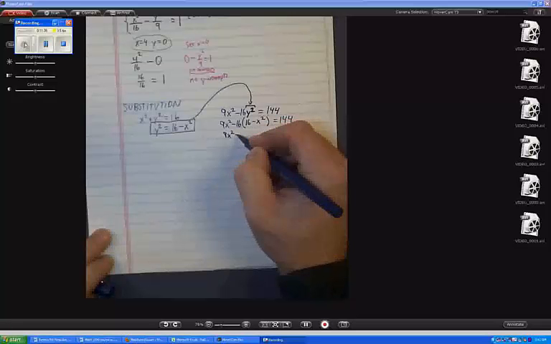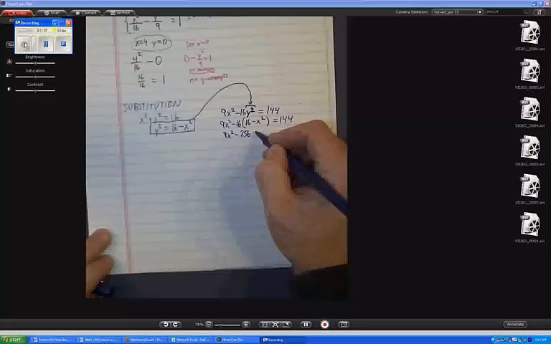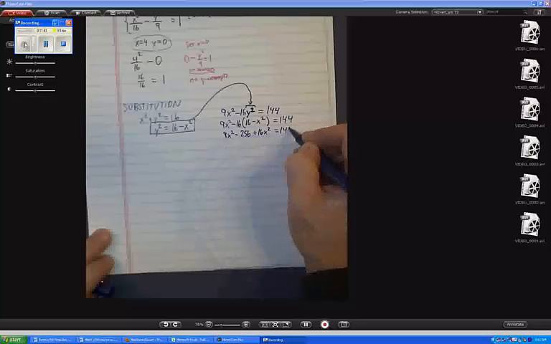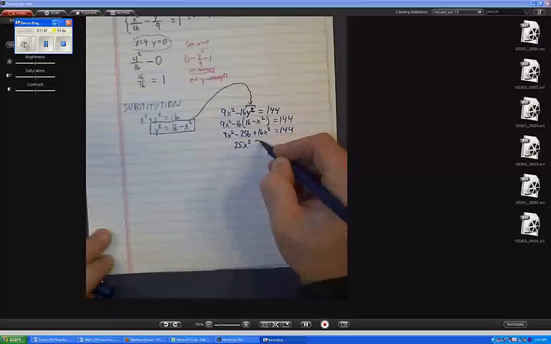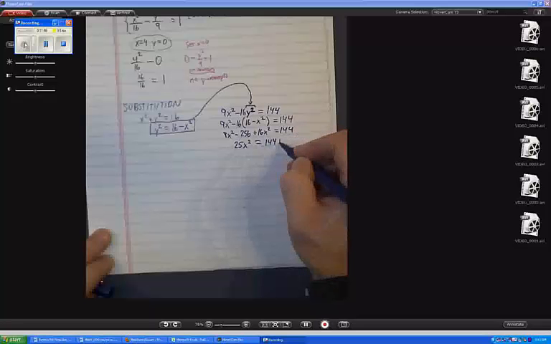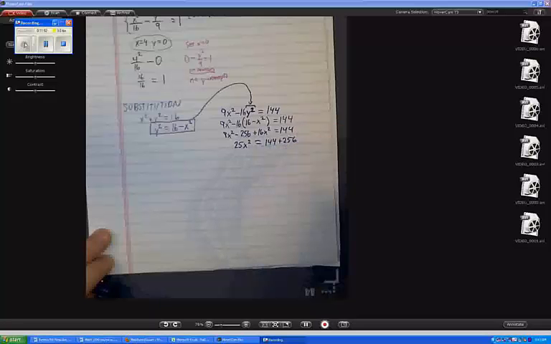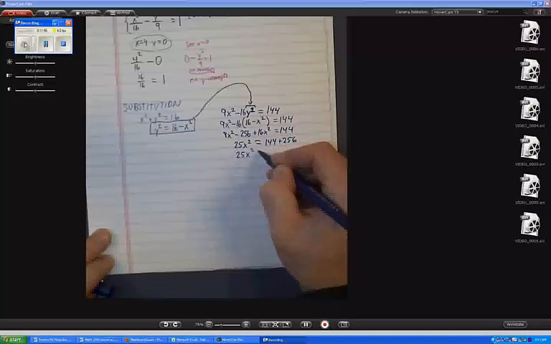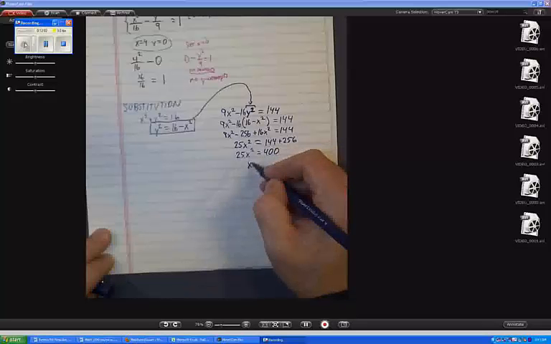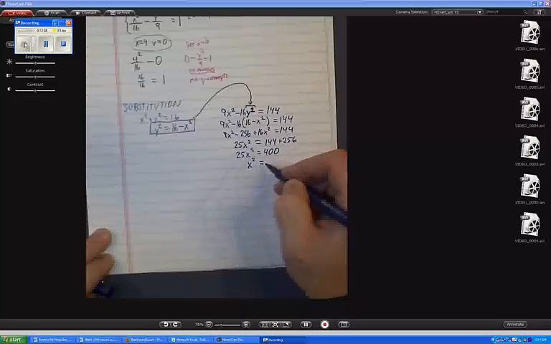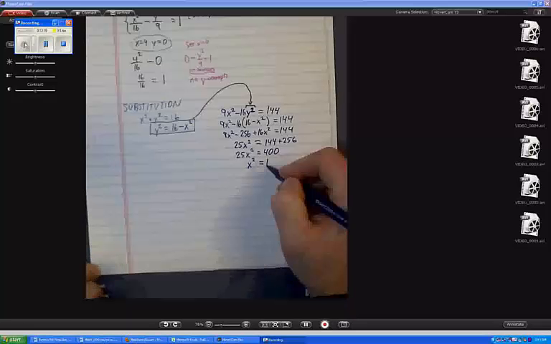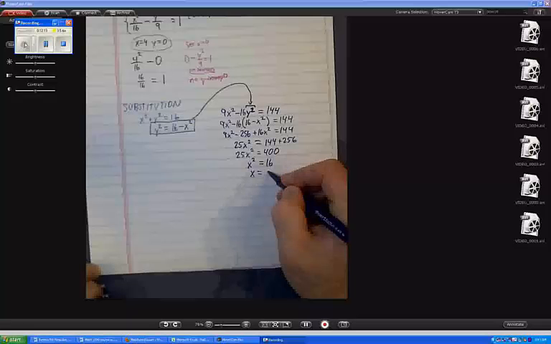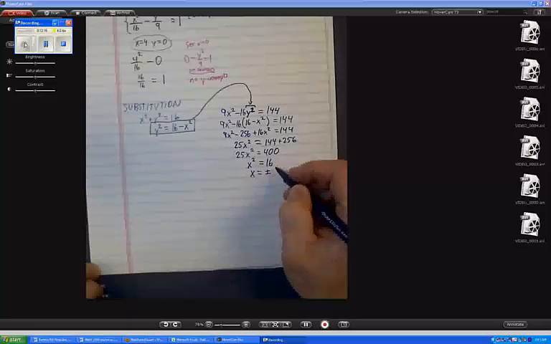9x squared minus, let's see, 256 plus 16x squared is 144. So 9 and 16 is 25. 25x squared is equal to, well, I need 144 plus 256. Hey, that works out pretty nicely. What do you get? Isn't that 400? Nice. So x squared, let's see, 400 divided by 25. How many quarters go into $4? 16. And so sure enough, I get x equals plus or minus 4.